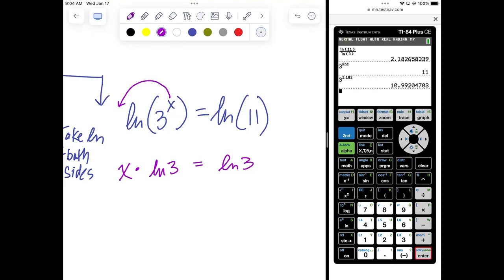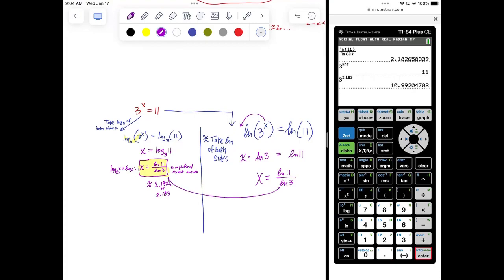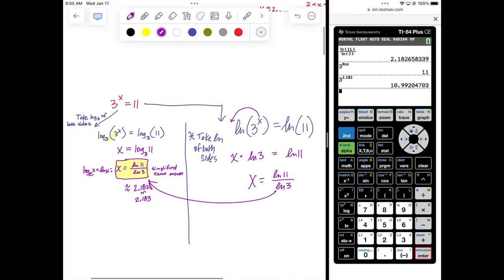Oops, I saw some strange looks. I put 3 on that side. It's supposed to be 11. I would divide both sides by the natural log of 3, and it would divide out on the left, and I'm left with the natural log of 11 over the natural log of 3. Is that the same thing we got over here? It is. Which is easier? I don't know. They're both viable methods.